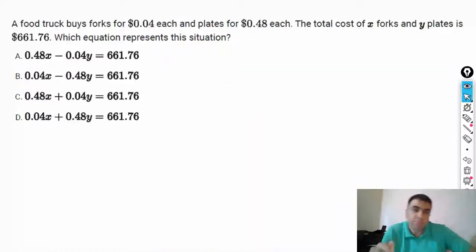A food truck buys forks for $0.04 each and plates for $0.48 each. The total cost of forks and plates is $661.76. Which equation represents this situation?